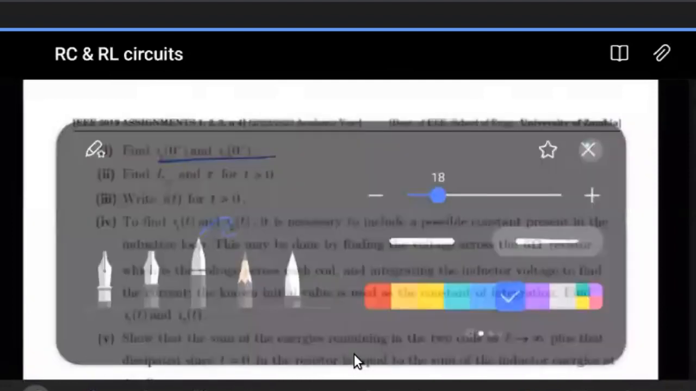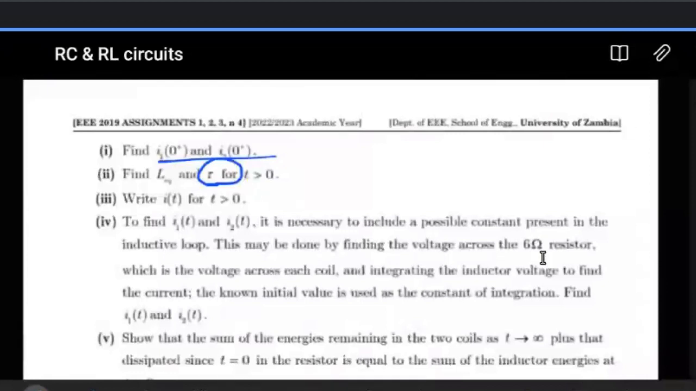So the next part is tau. Tau, of course, is the time constant. And all you have to remember is the expression for the time constant. The time constant is equal to the equivalent inductance over the resistance. So this is how we get the time constant. But how about in our case? How are we going to get the time constant? What do you guys think?